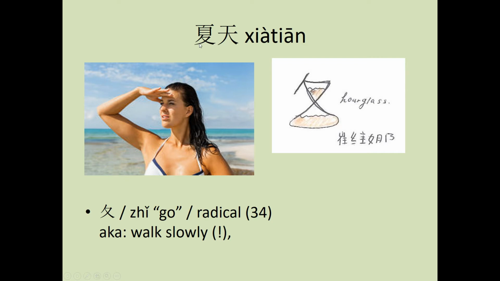And you'll notice the xia on the top has what is a picture of a hand over the eye radical, because you shade your eyes from the bright light in summer. And then it has the go slowly radical, because in summer it's so hot you have to go slowly.